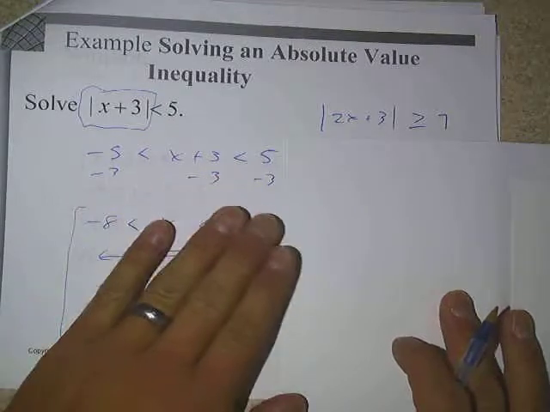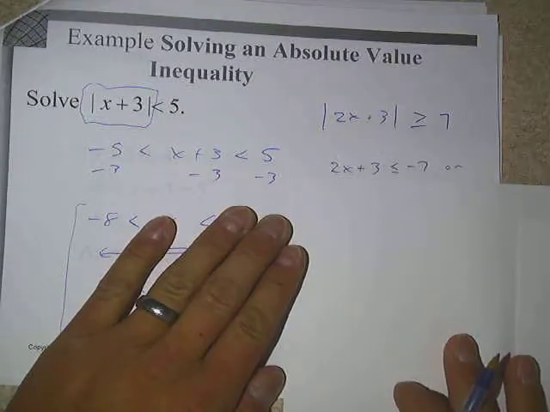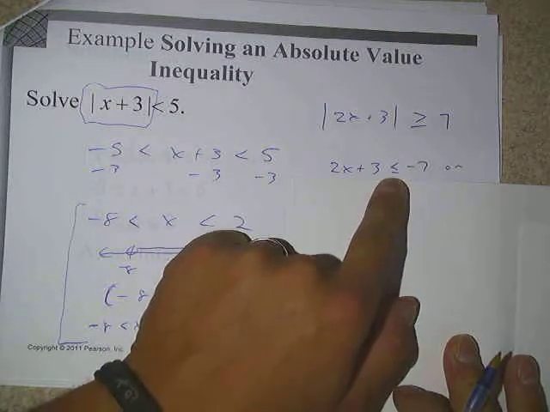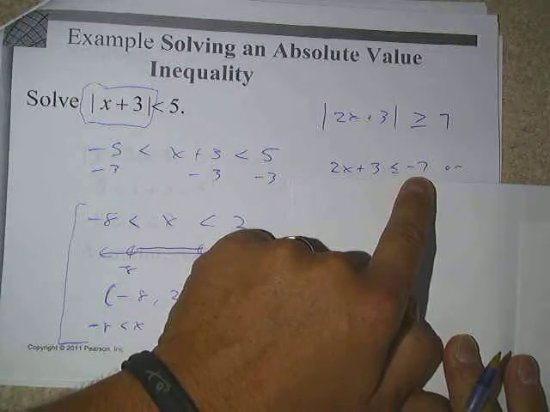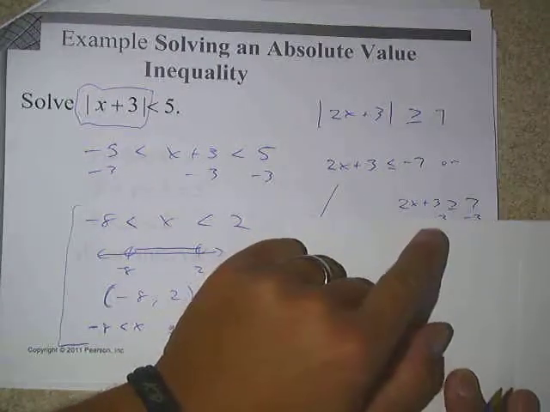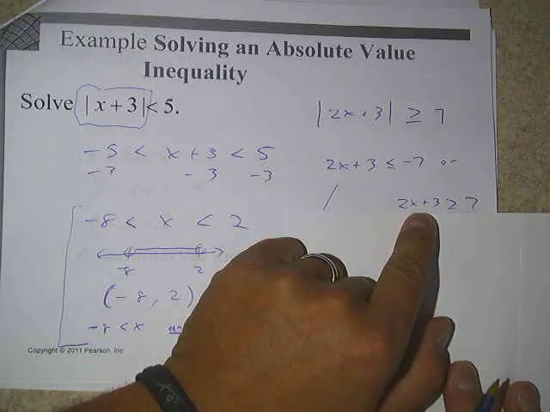All right, let's look at another one. This time we have a greater than. I have the absolute value of 2x plus 3 greater than or equal to 7. So we're going to do it from the algebra standpoint first. According to that rule I just looked at on the previous page, I'm going to write down u, which is 2x plus 3, is less than or equal to the opposite of a.